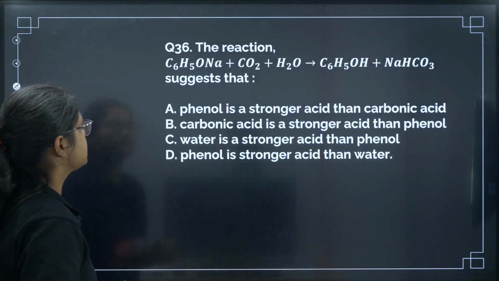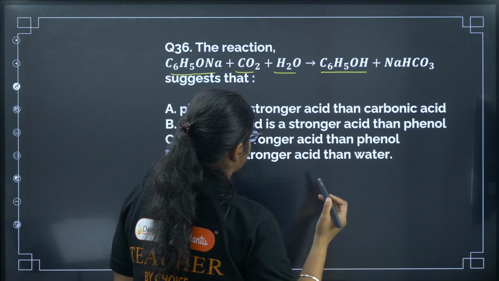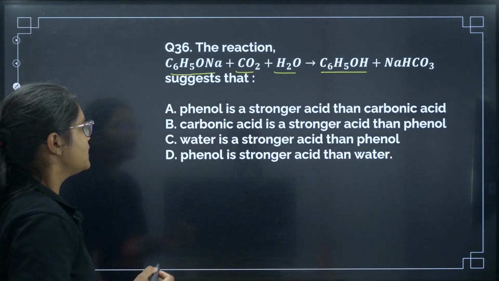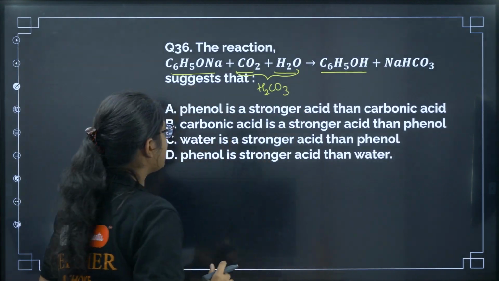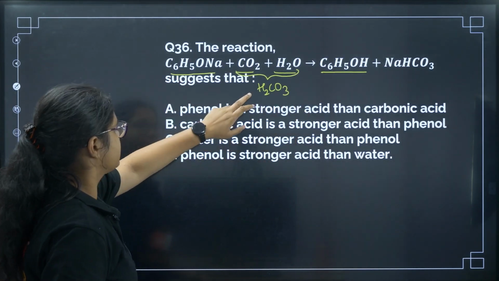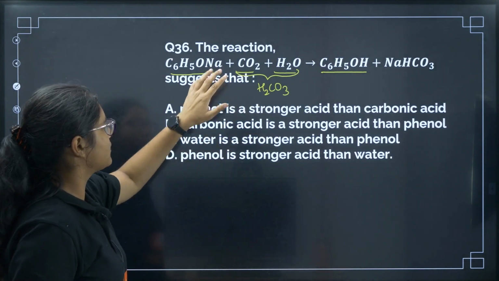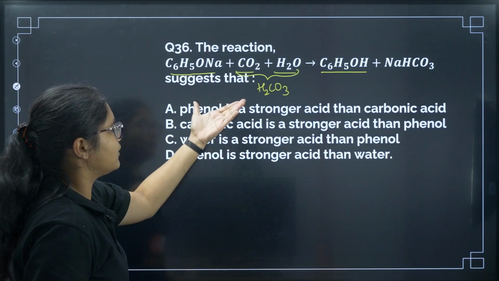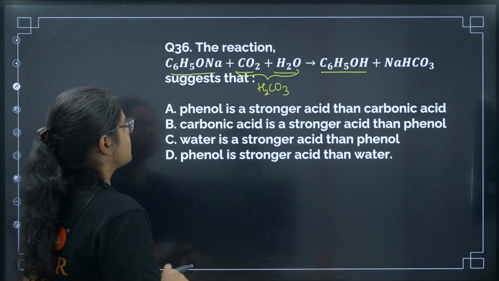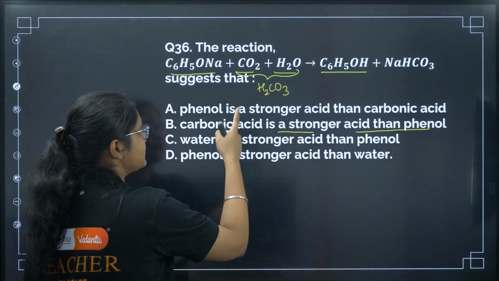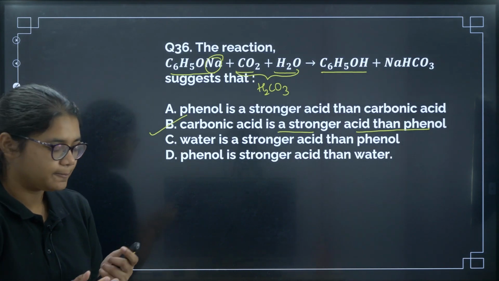Now next question. The reaction C6H5ONa plus CO2 plus H2O gives C6H5OH plus NaHCO3. This suggests that, CO2 and H2O you can consider as carbonic acid, H2CO3. Now if you see here, the carbonic acid has replaced the sodium of this one and has given H plus. So carbonic acid is a stronger acid than phenol. This is a phenolic salt, or the salt of phenol. So carbonic acid is a stronger acid than phenol. That is why it is able to replace the sodium ion. The correct answer for this question will be option number B.